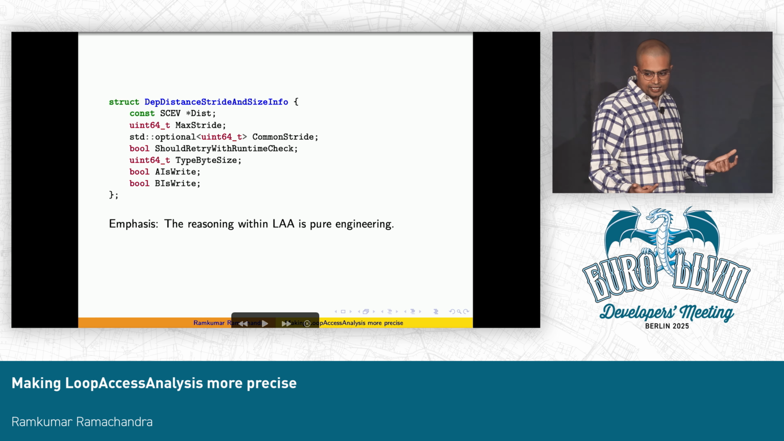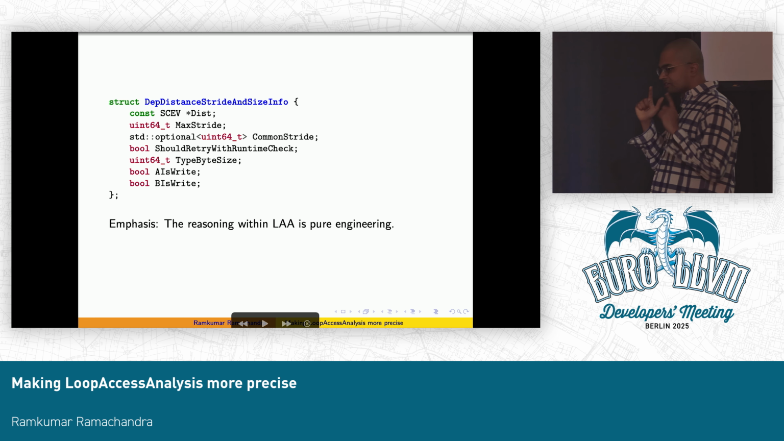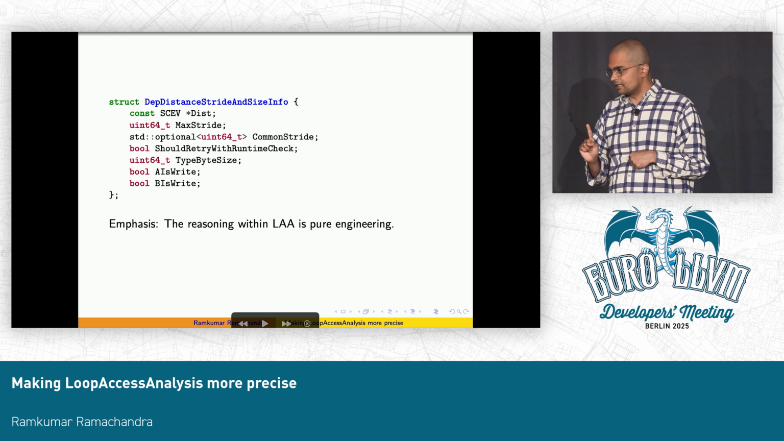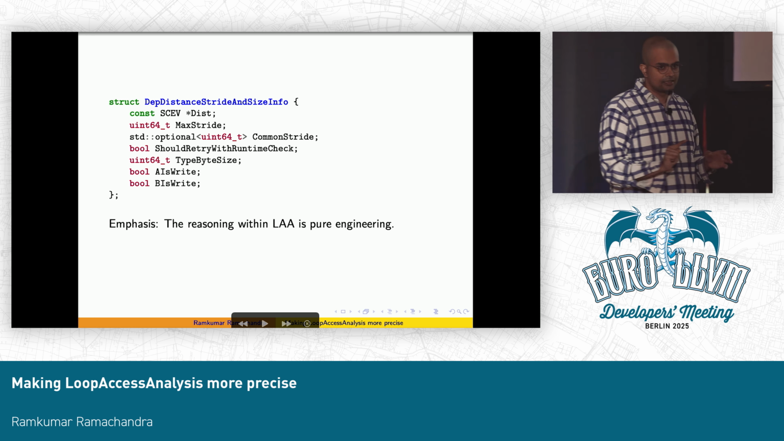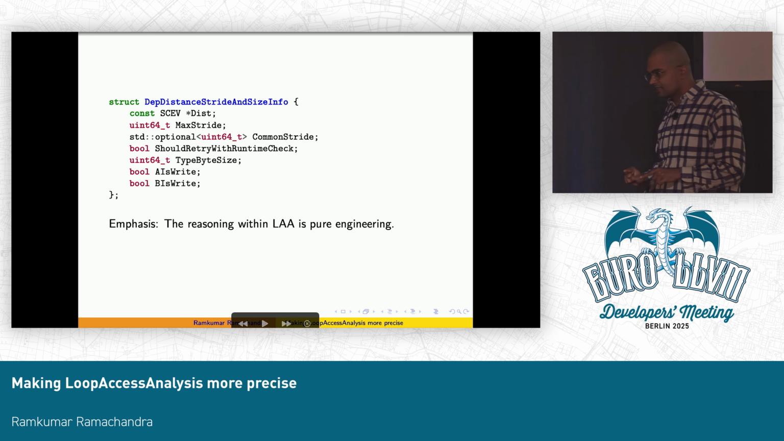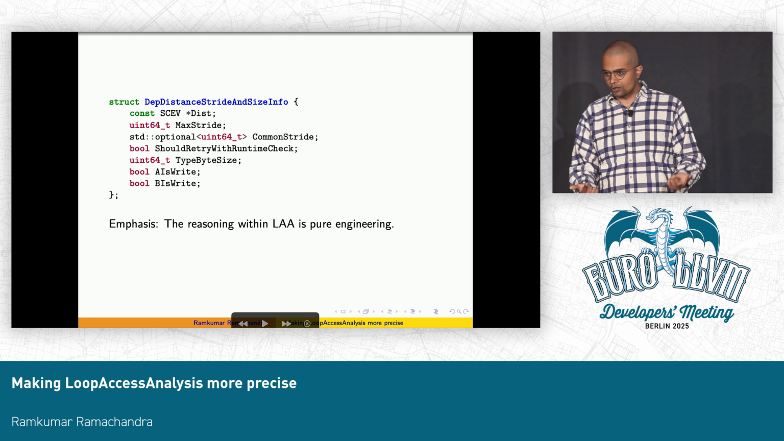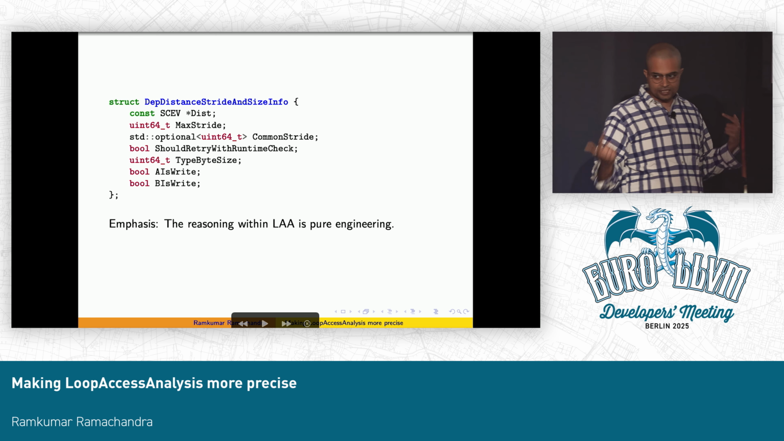Then there is a max stride, a common stride, a should retry with runtime check. So what is all this? If you look at it over here, there is only one stride. And what does this mean? Why is there only one stride? If I write multi-indexing, is there just one stride? Is there only one constant or one symbol that is multiplied by an induction var? Are there no other induction vars? But there is only one stride for LoopAccessAnalysis, and this is very illustrative.